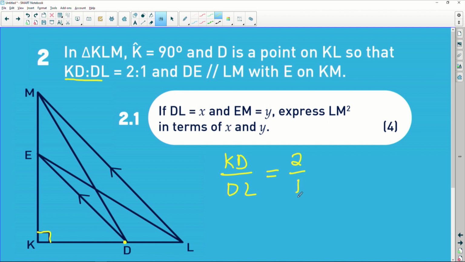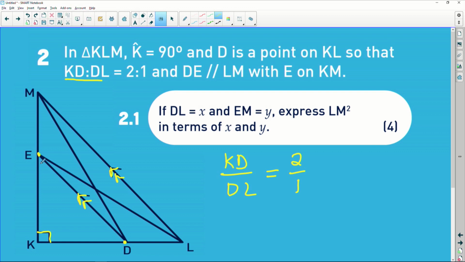It is further indicated that DE, the line DE, is parallel to the line LM. There's our line DE. We can clearly see that it is indeed parallel to the line LM as indicated on the sketch, with E on the line KM. There's our point E, which does appear on the line KM.